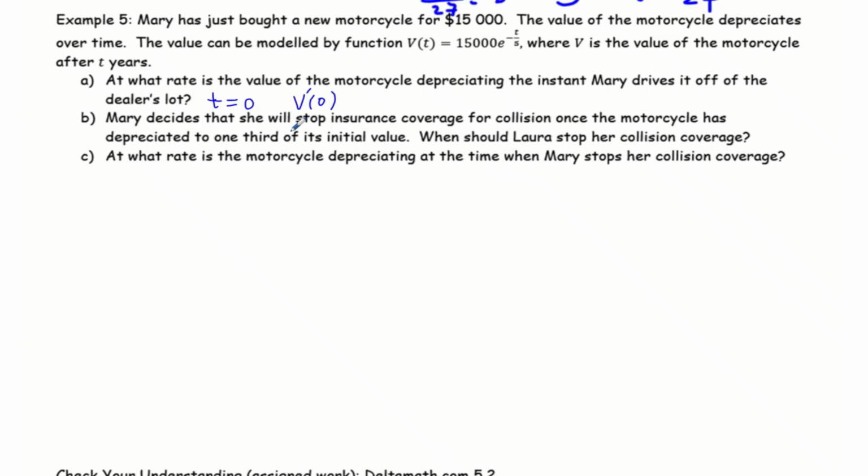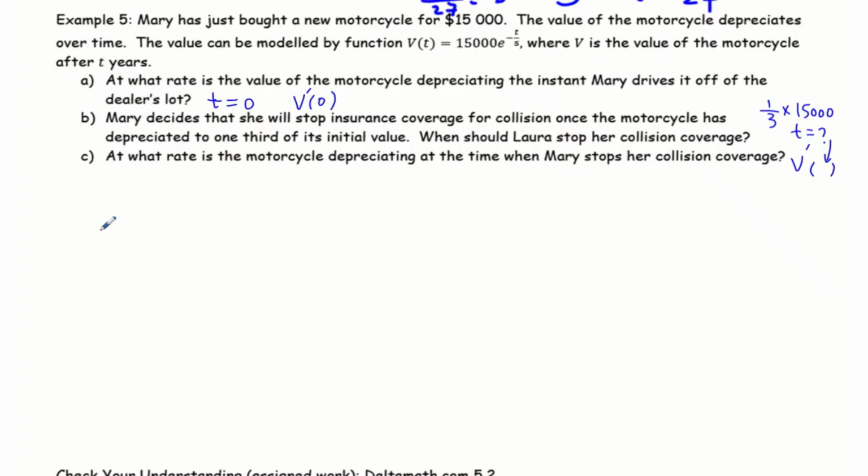And B, she decides that she will stop insurance coverage for collision once the motorcycle has depreciated to 1/3. So it asks, if it's 1/3 of this $15,000, then what's the time? And question C asks you for the rate again. So substituting this t, find the derivative of the value.